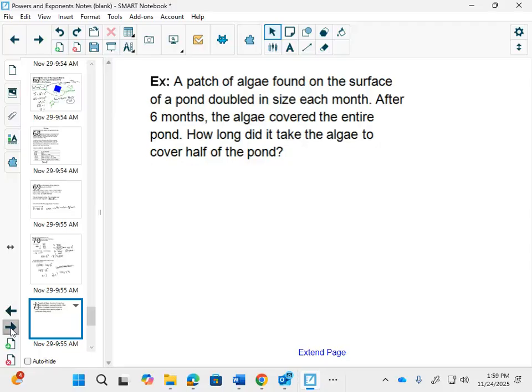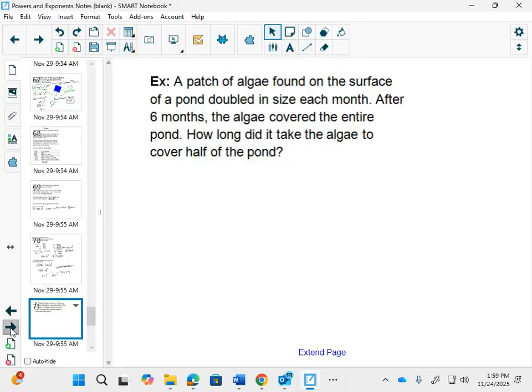A patch of algae found on the surface of a pond doubles in size every month. This is a logic question. You're not going to have to do any mathematics on your paper here, but you should be able to answer this. After 6 months, the algae covered the entire pond. How long did it take to cover half of it?